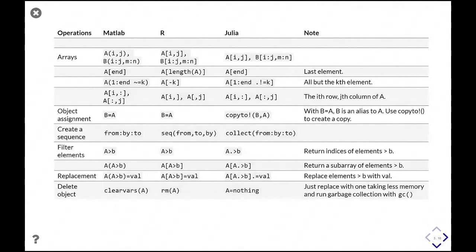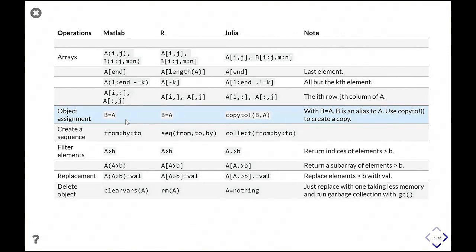And here's a summary of arrays defined in Julia. Let's pay attention to a few of them. For example, in here, we want to list all but the kth element. This is how we do it in MATLAB: 1 to the end, except for the kth element. But in R, which is much simpler, you just put a minus k, and it will return all the elements in A but the kth element. In Julia, it is similar to MATLAB. This will return all the elements but the kth element. Notice that again, we need to put the dot operator here, comparable to MATLAB.